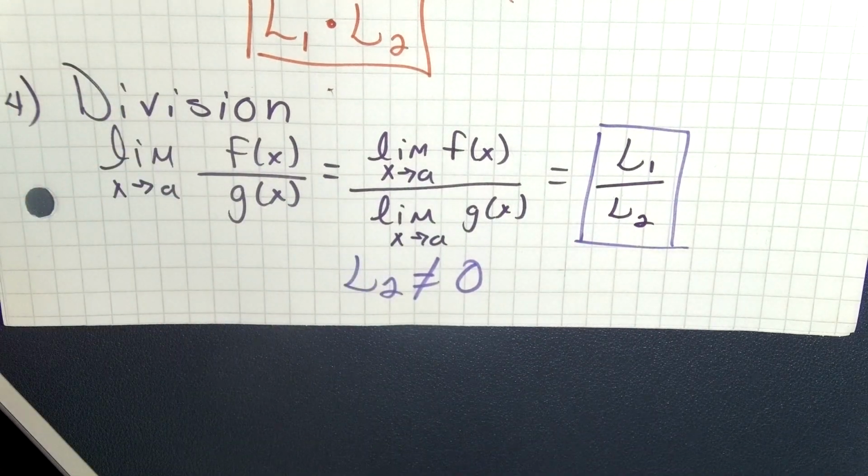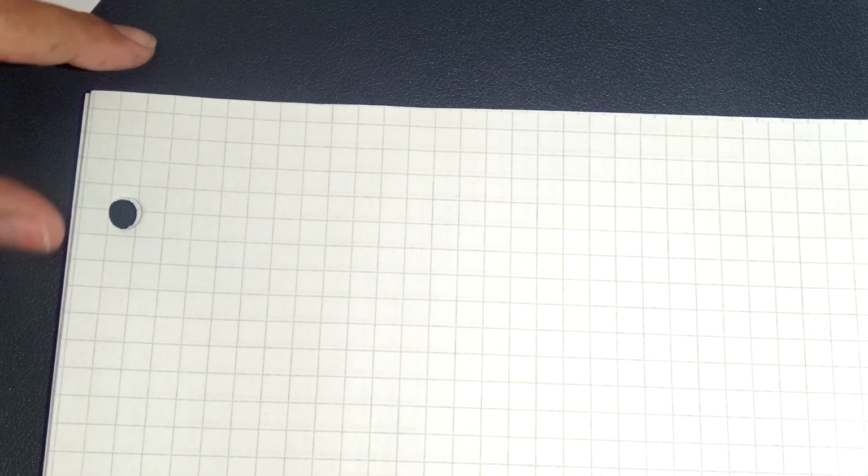We have one more limit rule. Can anybody guess what the last limit rule is? Ooh, so close to exponents. So close, so close. Anyway, it has something to do with exponents.